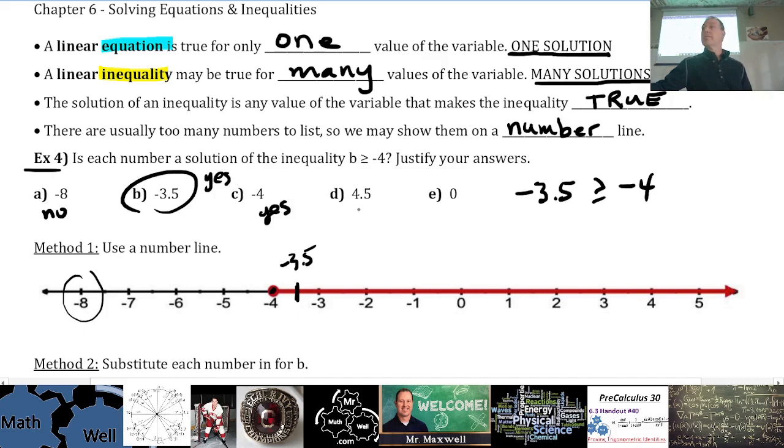4.5. Well, it's a positive 4.5, so positive 4.5 would be right here. That looks good. That one's a yes too. And 0, well, 0's right here. It's a yes as well. Any questions?